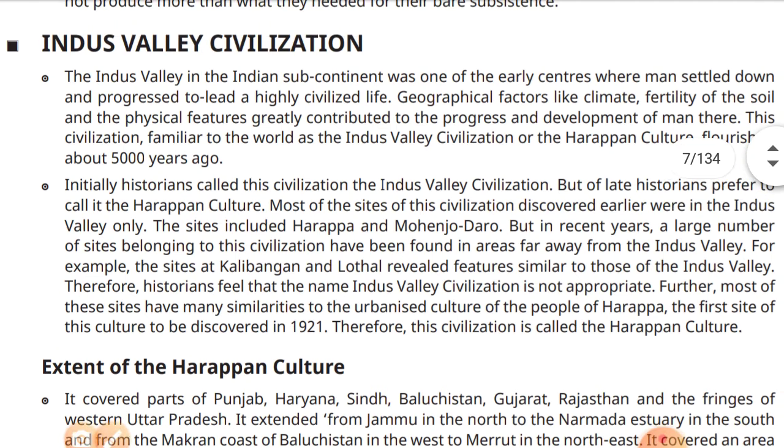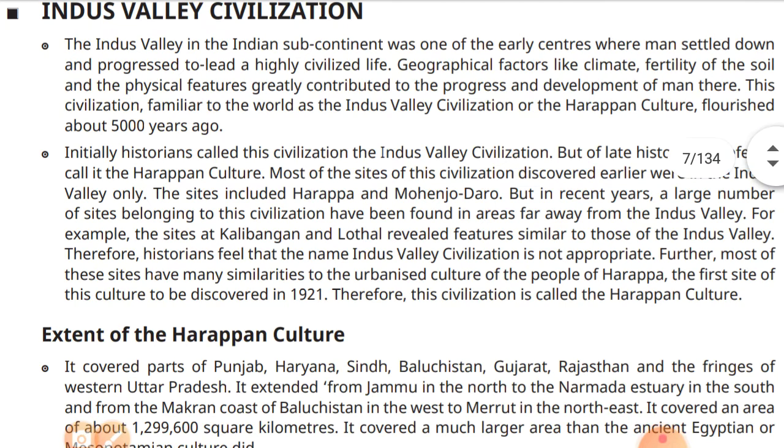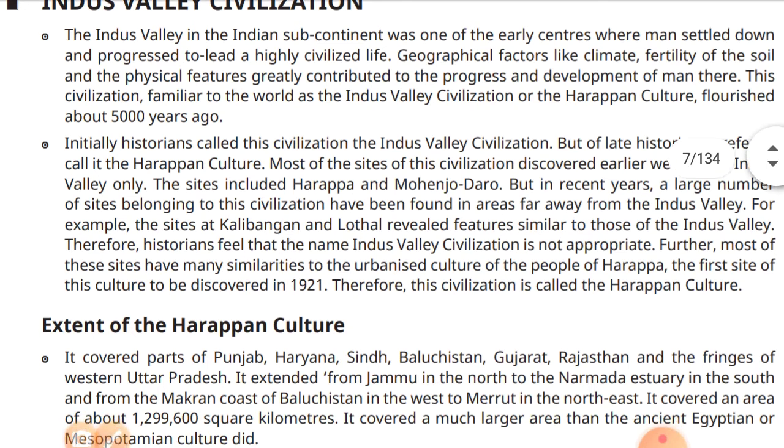The Indus Valley civilization in the Indian subcontinent was one of the early centers where men settled down and progressed to lead a highly cultivated life. Geographical factors like climate, fertility of soils and physical features greatly contributed to the progress and development of men there. This civilization flourished, giving the world knowledge, as the Indus Valley civilization and the Harappan culture.